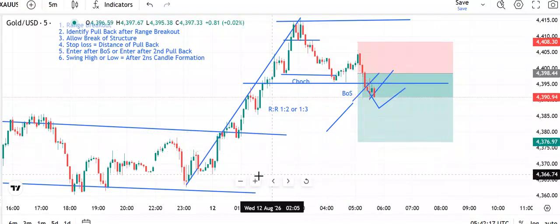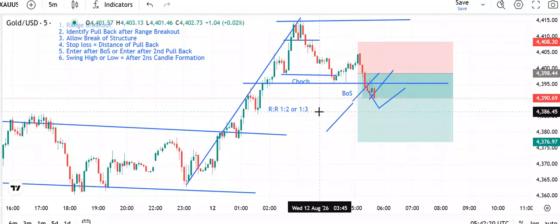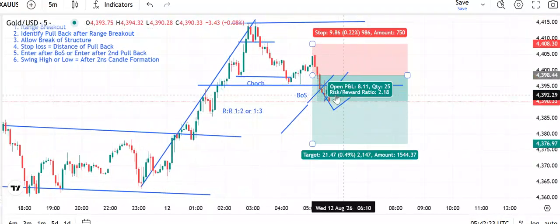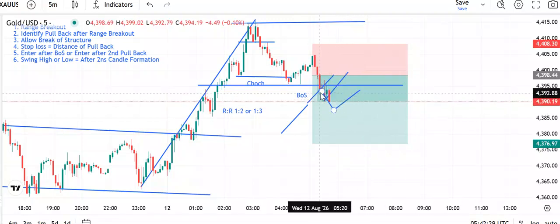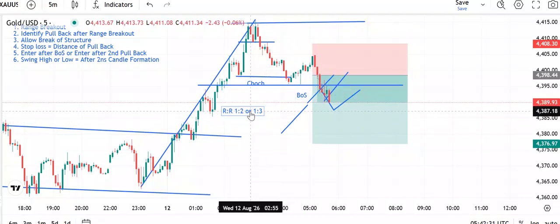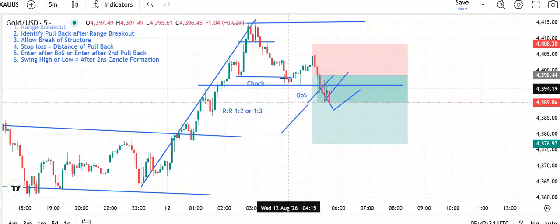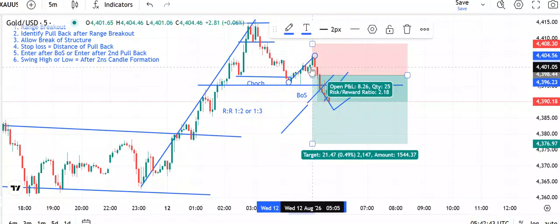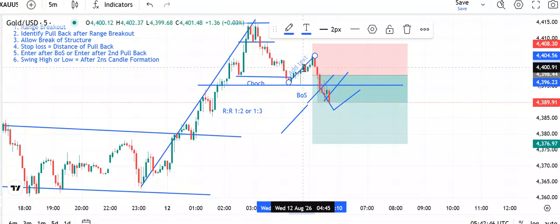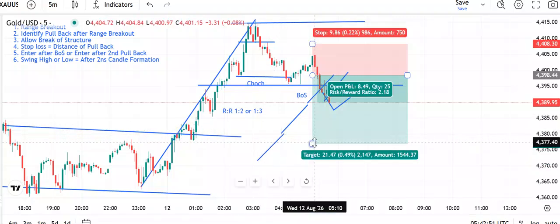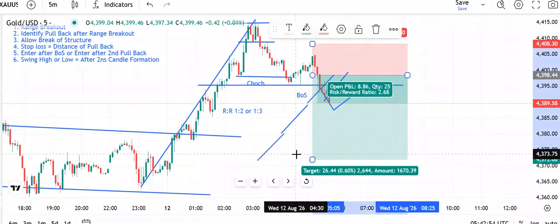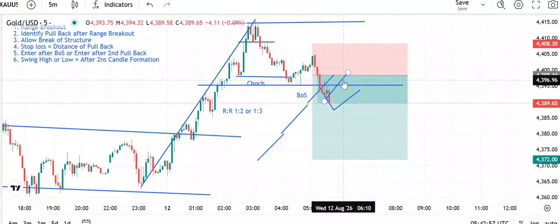You might drag it down to this particular point, but it's best to be safe. Having risk reward ratio 1:2 or 1:3. Safer that way. So let's see. Let's take it to 1:3. We can always move stop loss. You can always move stop loss to break even. Okay, let's put it at 1:3.